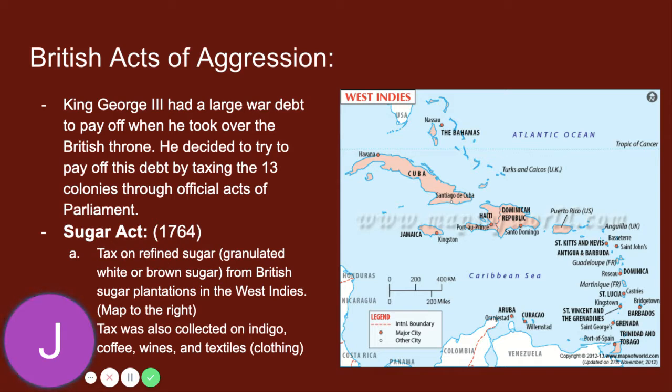So this started with the Sugar Act of 1764. This was a tax on refined sugar, like granulated sugar and brown sugar like you'd use in your kitchen, from the British sugar plantations in the West Indies. And you can see this map of the West Indies right here. The West Indies is also known as the Caribbean. This tax was also collected on indigo, coffee, wines, and textiles, or in other words, clothing, but it's known altogether as the Sugar Act.